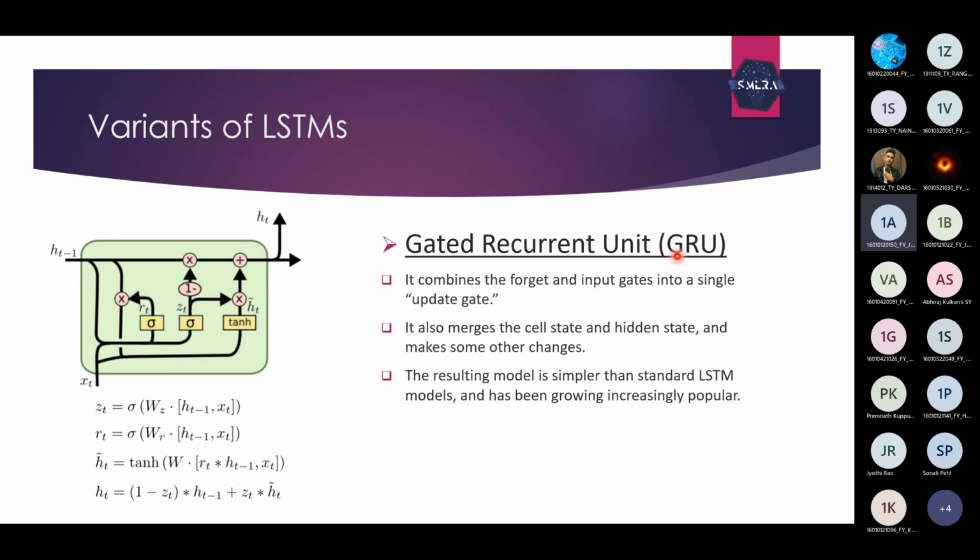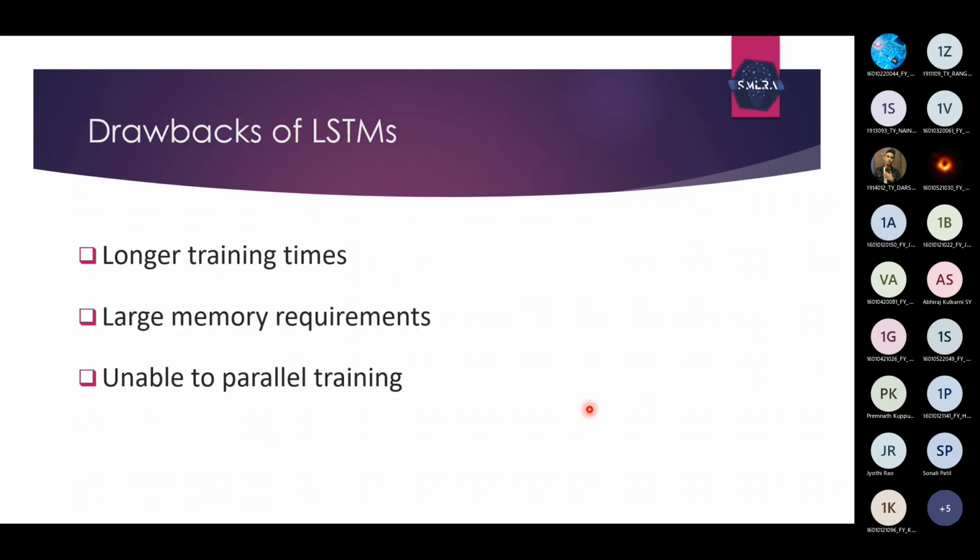Next is the GRU, which is also a little bit special because it is faster than a traditional LSTM, as it involves fewer tensor operations. It combines the forget and input gates into a single update gate. And instead of using two states, cell state and hidden state, it uses only one state, the hidden state. So it combines both of them. It is also very popular and also faster.